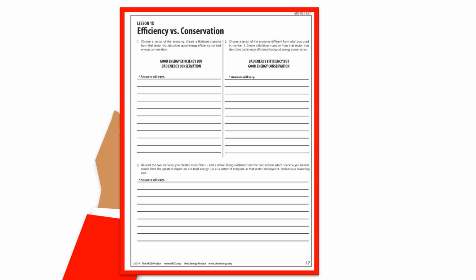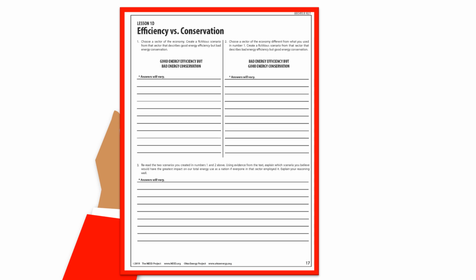Lesson 1D, Energy Efficiency and Conservation. Students will choose a sector of the economy and create 2 fictitious scenarios. In the first scenario, they will use a sector of the economy to describe a situation that shows good energy efficiency but bad energy conservation.